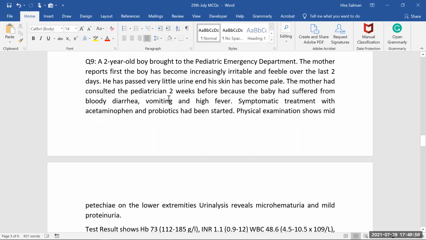The mother had consulted the pediatrician 2 weeks before because the baby had suffered from bloody diarrhea, vomiting, high fever. You remember, severe bloody diarrhea is always associated with shigellosis, always associated with Shigella infection. So the baby was having Shigella infection 2 weeks before. He was treated on that, and then later he's presenting with renal compromise. Symptomatic treatment with acetaminophen and probiotic had been started.